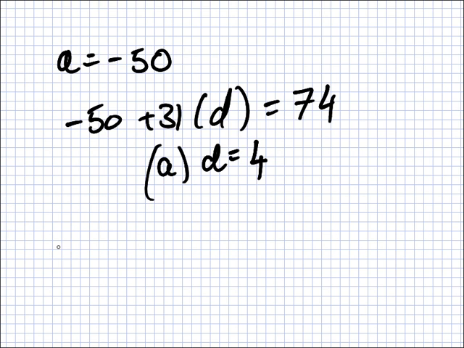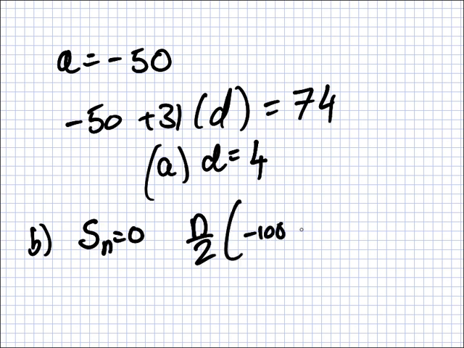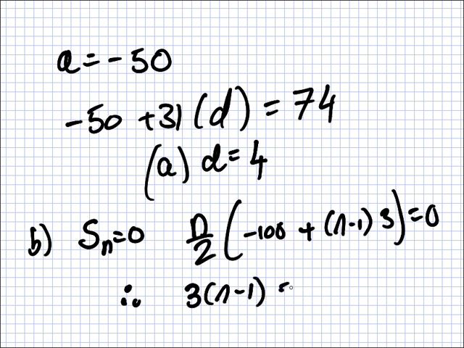If Sn is 0, so Sn is 0, n over 2 times (2a plus (n minus 1)d) equals 0. Yeah? Therefore, 4 times (n minus 1) equals 100. So n equals 26. Good. This is the quickest way I could think of doing it.